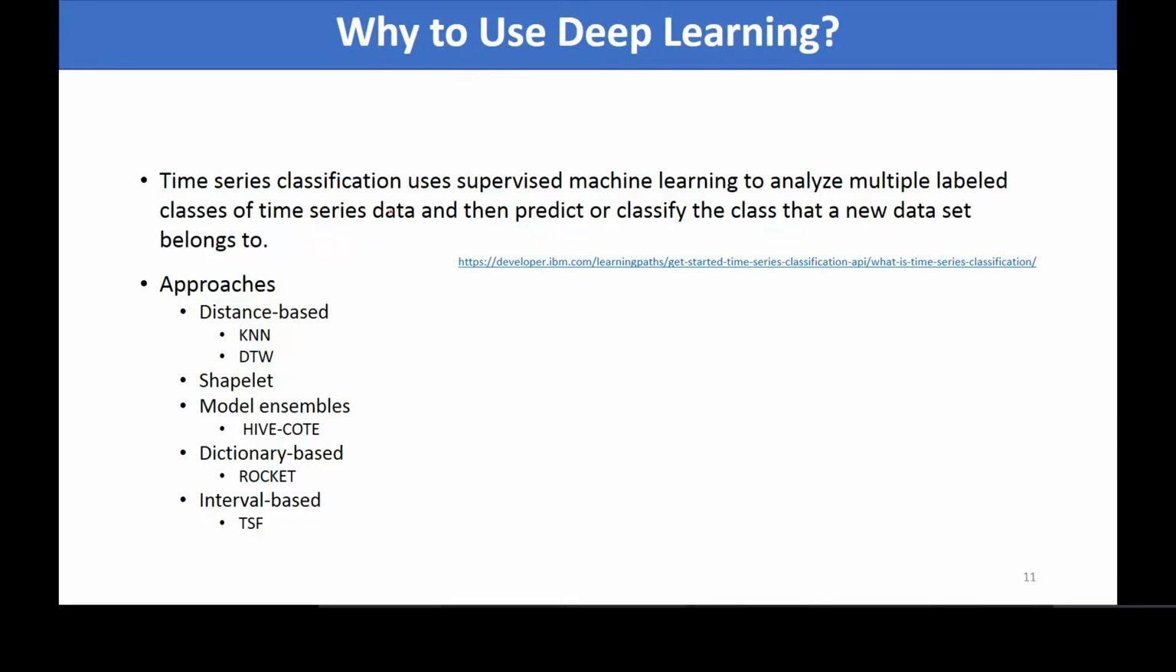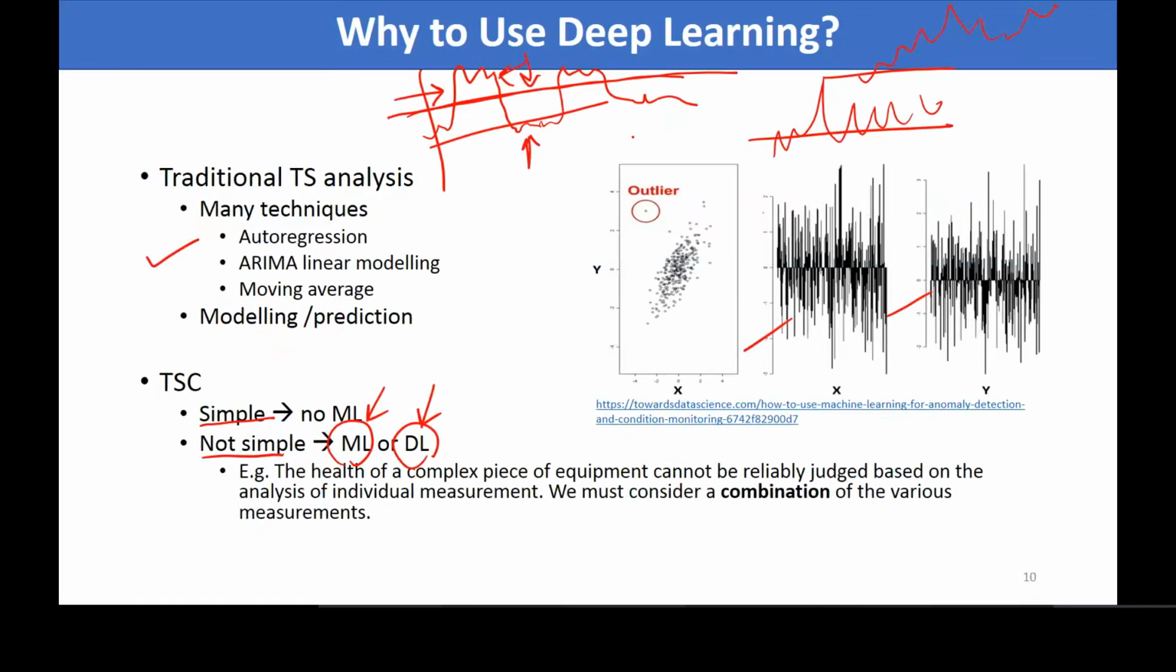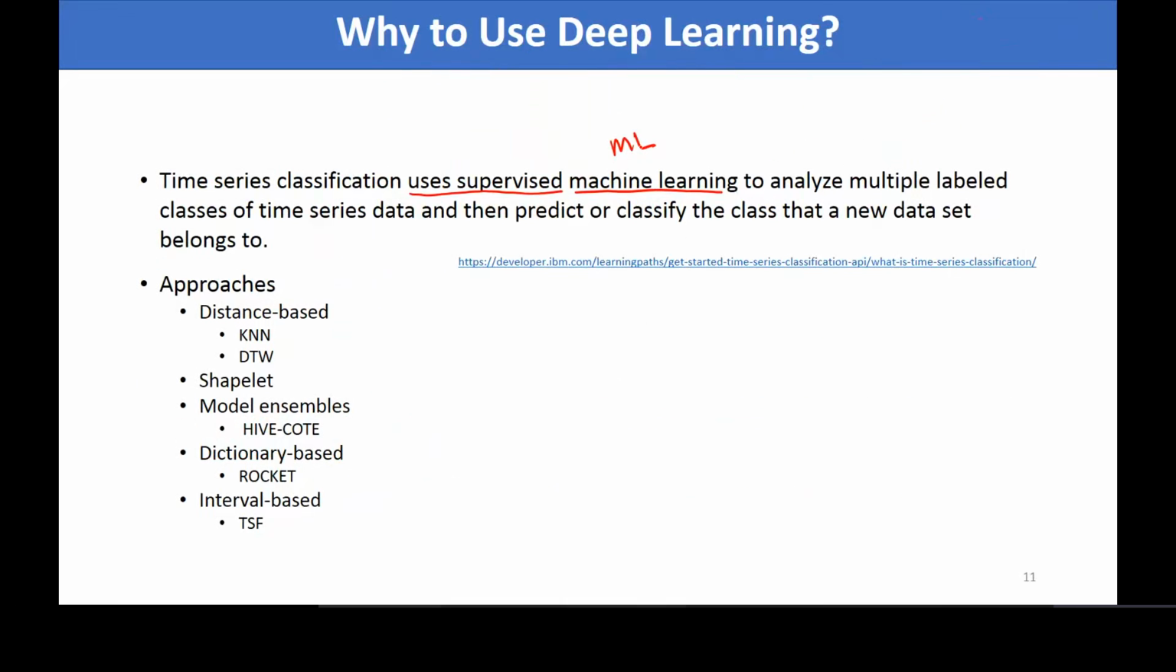So time series classification nowadays is done more prominently using supervised machine learning. As we said, if it is not a very simple case, you can use machine learning. And the most successful type of machine learning is called supervised machine learning. This is the most successful type currently in business, in manufacturing, and in many fields, including classification of time series.